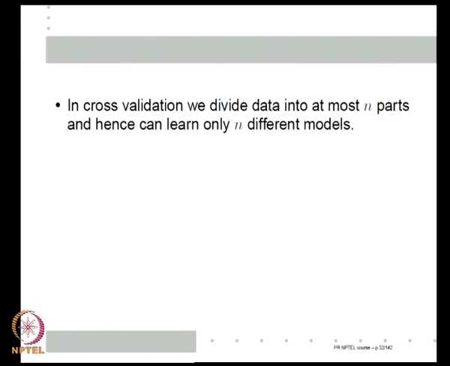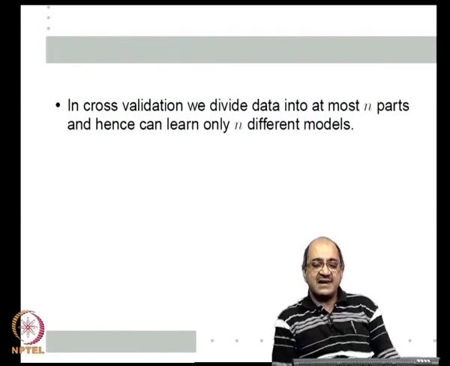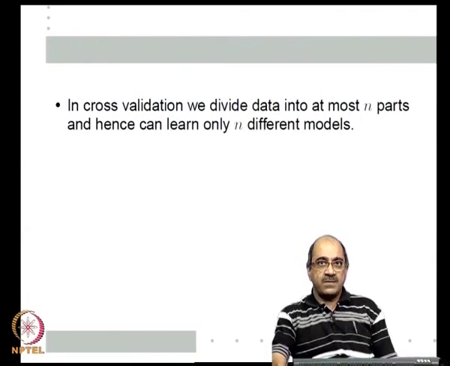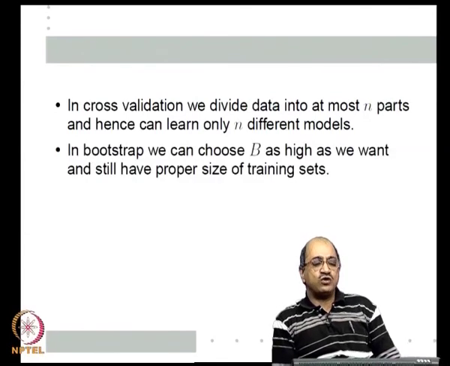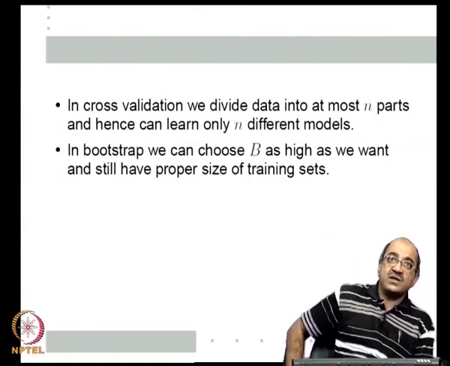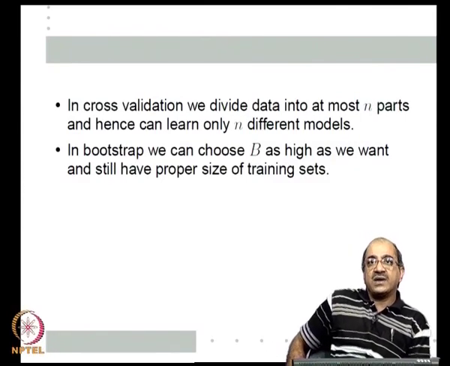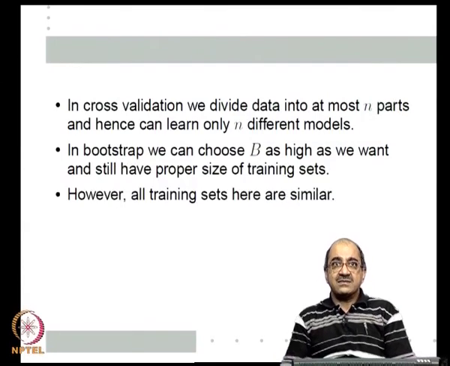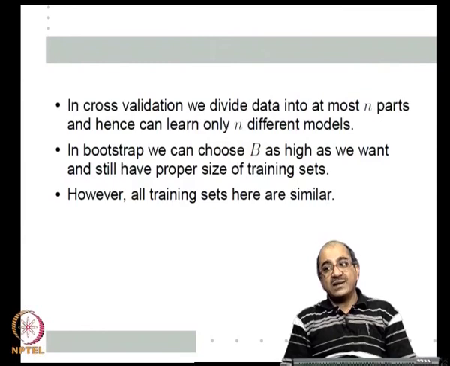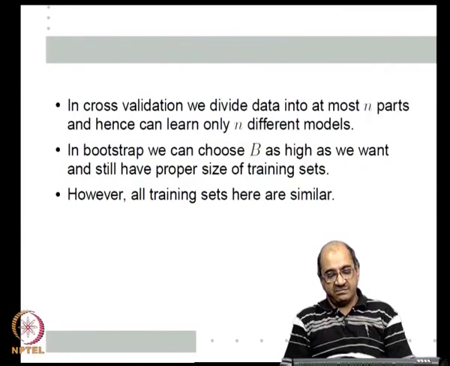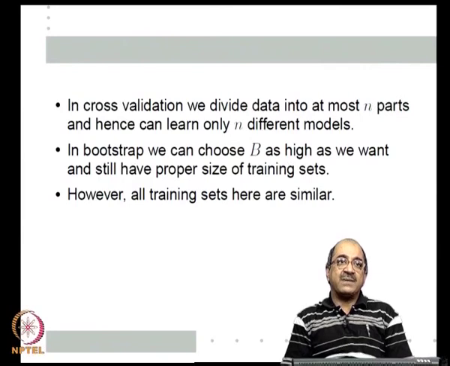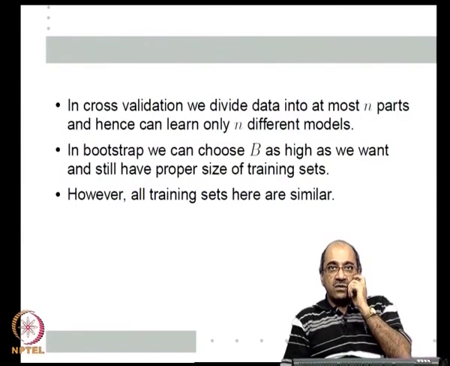Basically, to contrast with cross validation, in cross validation we divide data into at most n parts, and hence there can be only n different models you can learn. On the other hand, in bootstrap we can choose B as high as we want, and still have proper training sets. Because we average over so many models, we are likely to get low variance in the error estimate. But on the other hand, the training sets that we get like this by sampling with replacement are all quite similar.